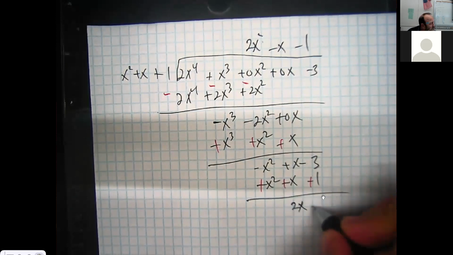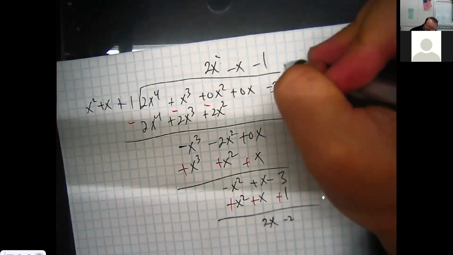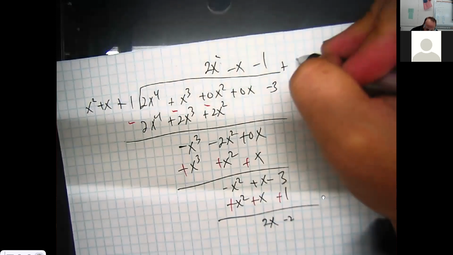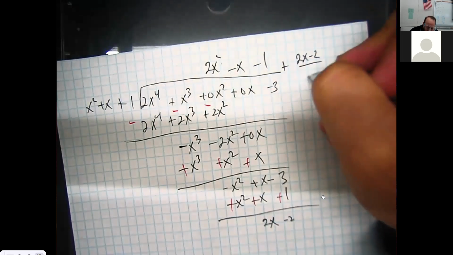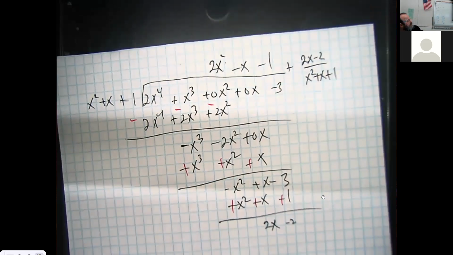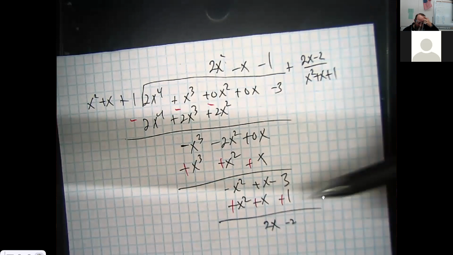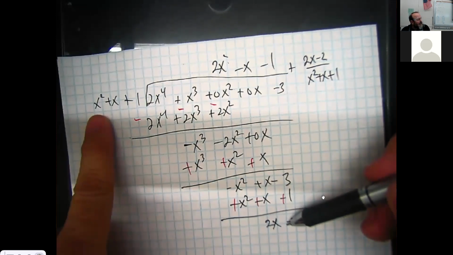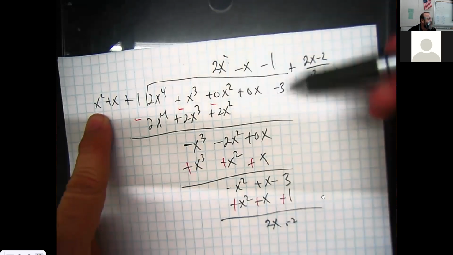It's a 2x and a negative 2. So what we could write it as is we could write r, but a smarter way is to write it as 2x minus 2 over all of this stuff. So one way to know that you're done is if your remainder has a lower power than the original divisor, or if you line it up when you're out of room, you can kind of tell.